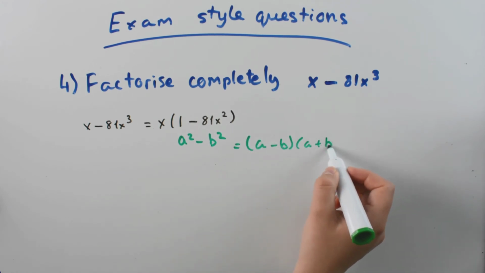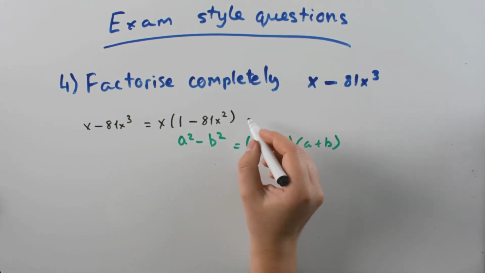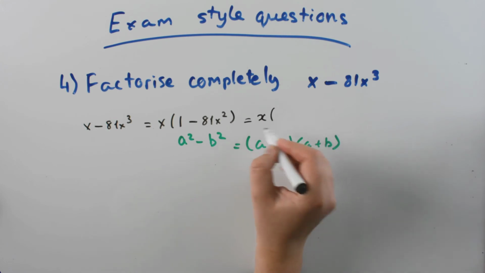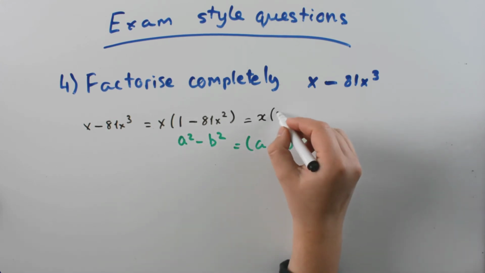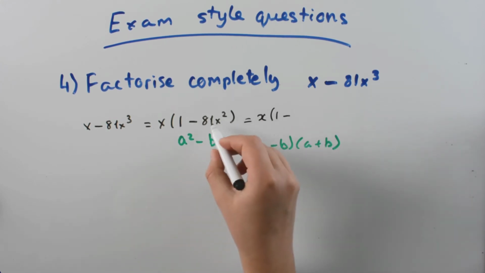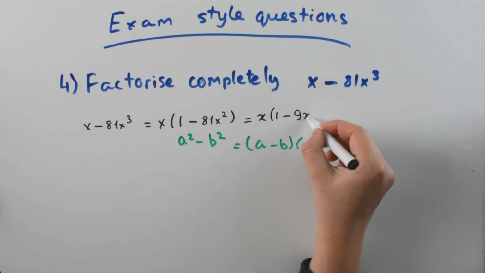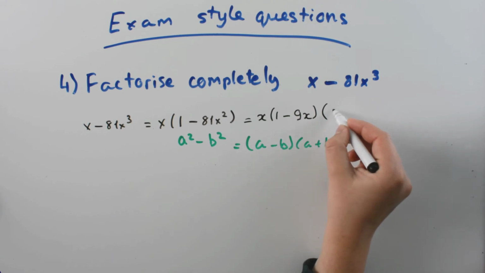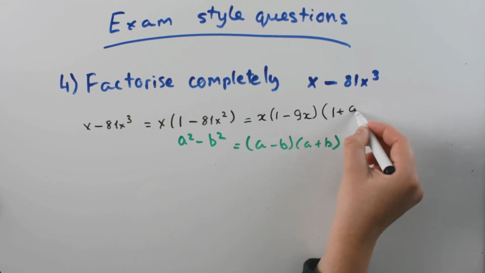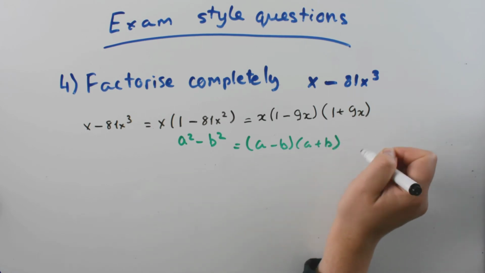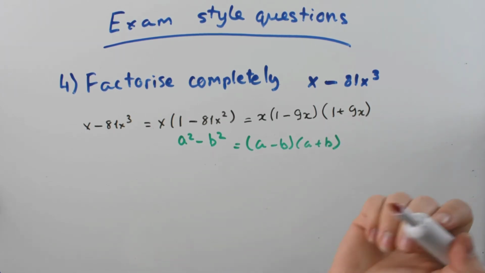So I'm going to write the formula for you at the bottom so you can see how I then expand the bracket that we have. So it becomes 1 minus square root of 81 is 9, so 9x, and the second bracket is going to be 1 plus 9x, and that's it. There is no way you can simplify any further, as everything is linear.